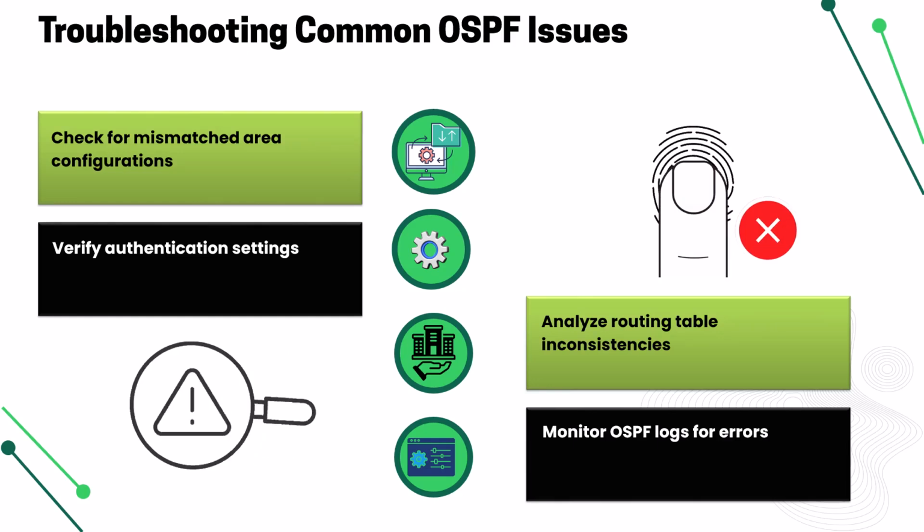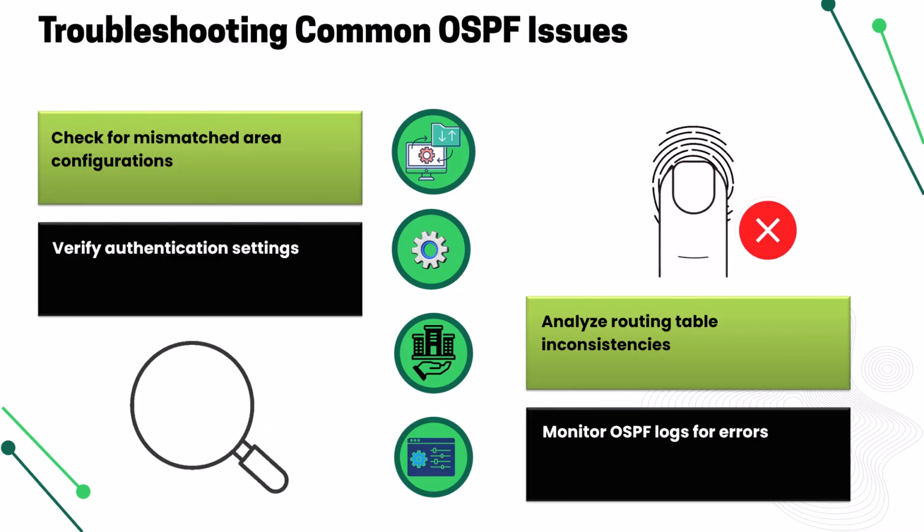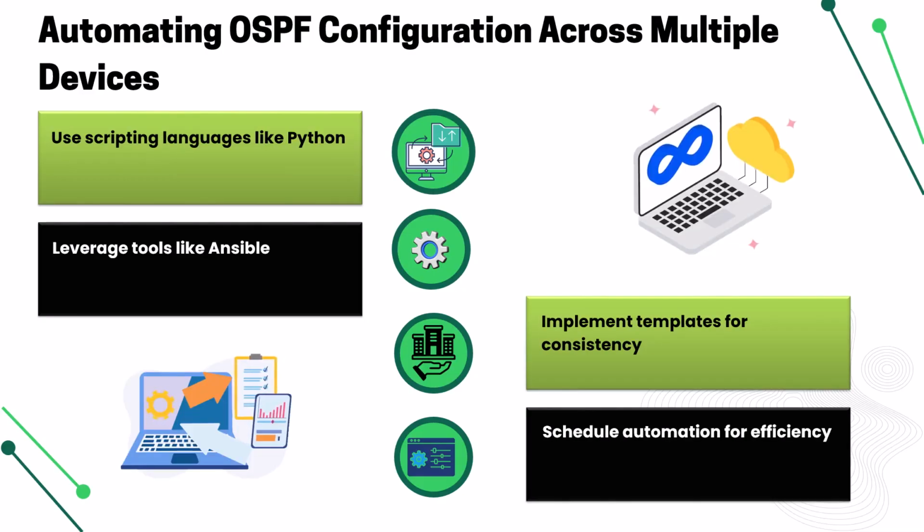Now on to troubleshooting. If OSPF isn't working right, first check for mismatched area settings. It's a common culprit. Authentication issues can also wreak havoc, so double-check those configs. Routing table inconsistencies? Time to investigate. And don't ignore logs. They hold the secrets to what's really going on. Basically, OSPF troubleshooting is part network engineering, part detective work. Grab your magnifying glass.